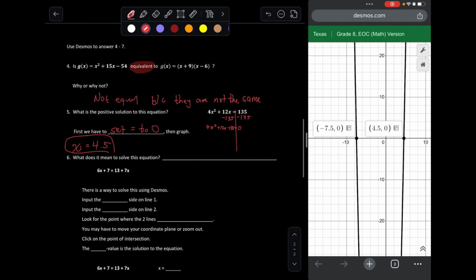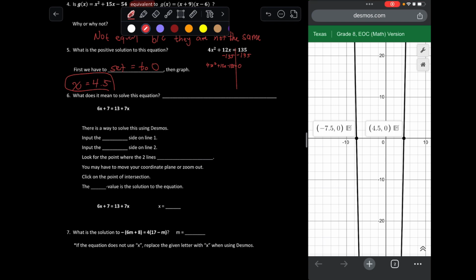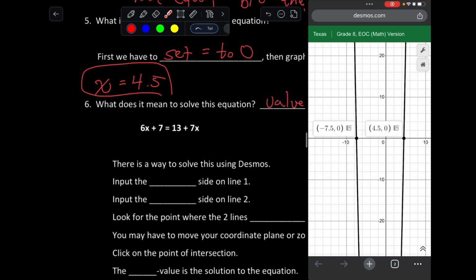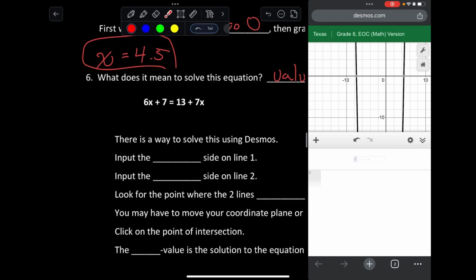All right. Second to last one. Number 6 says, what does it mean to solve this equation? Whenever we're solving the equation, we're looking for the value of x that makes it true. We're looking for the value of x that makes this equation true. So if I zoom in and I look at the left side, I need the value of x that, when I plug it in, is going to be the exact same as the one on the right. Now I'm going to show you an easy way to do this.